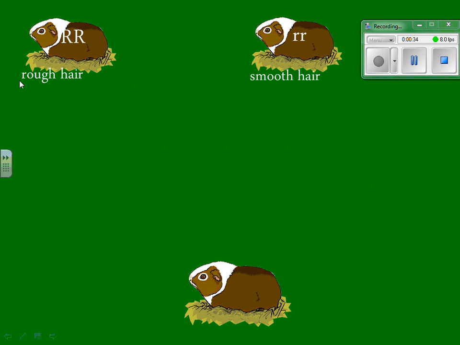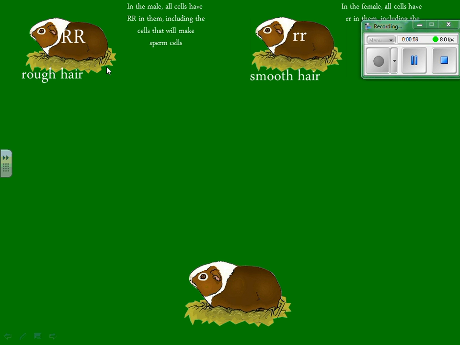So if we look at the rough-haired guinea pig, let's say we use R as our dominant letter, capital R, and little r is our recessive letter. We have a homozygous rough-haired individual, so their letters would be RR, and a smooth individual would be little r, little r. So let's say these two want to have kids, and in the male, all the cells have RR in them.